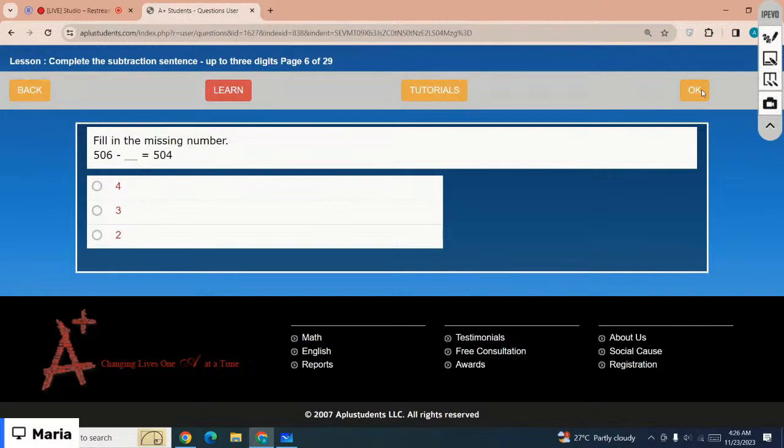Fill in the missing number. 506 minus missing number equals 504. So which number is missing? Yes, the missing number is 2, right?